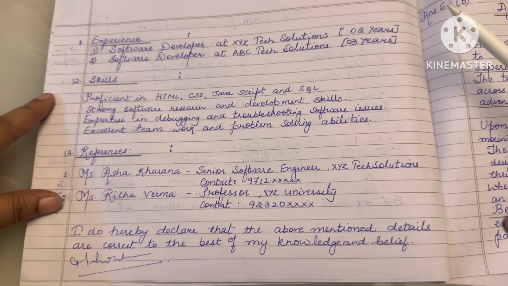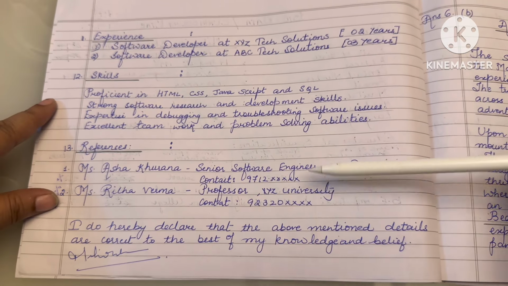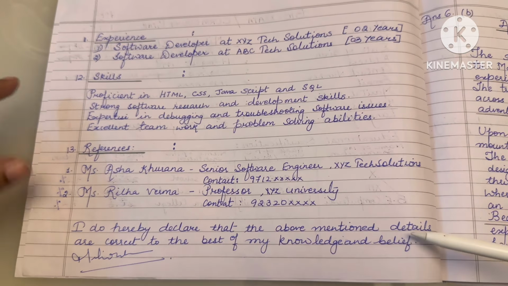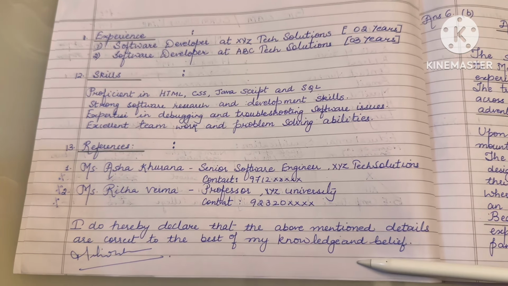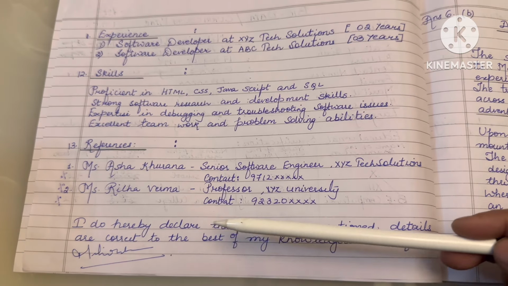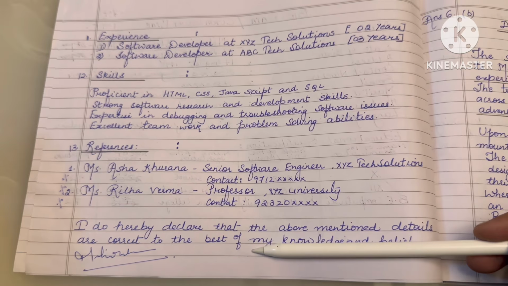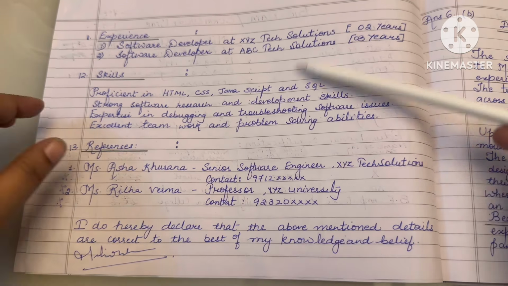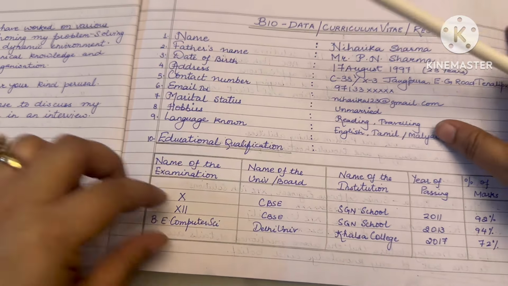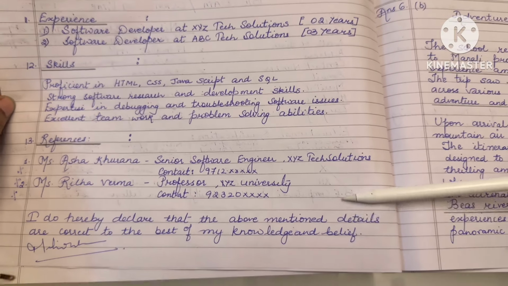Okay. And finally, when you write down the bio data, all the pointers when you have mentioned, in the last, I do hereby declare that the above mentioned details are correct to the best of my knowledge and belief, and you need to sign that as well. Many students do not write this. You need to write a declaration in the biodata that all the details which you have mentioned over here are correct to the best of your knowledge and belief.